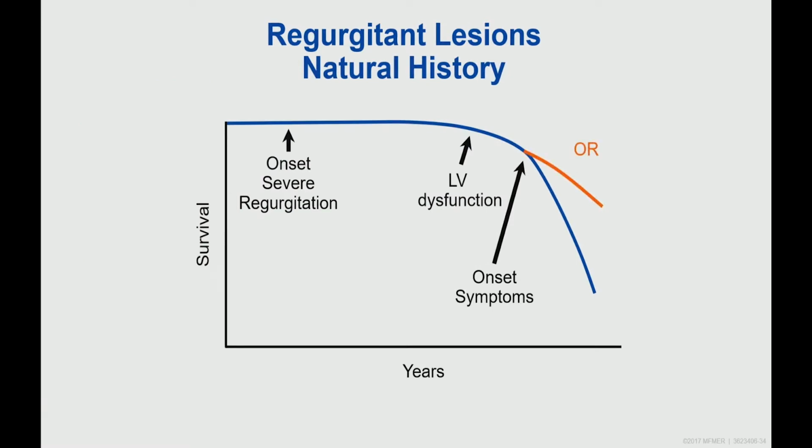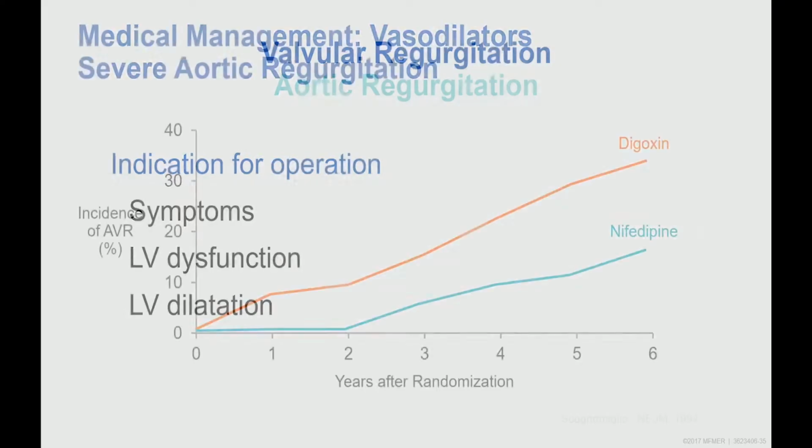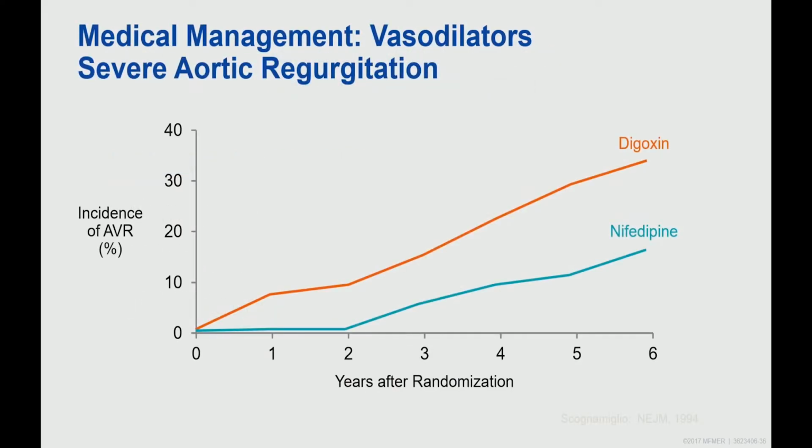So again, we want to operate at the onset of symptoms if they're there. We want to operate if there's LV dysfunction, LV dilatation. So what about this issue of vasodilator therapy?